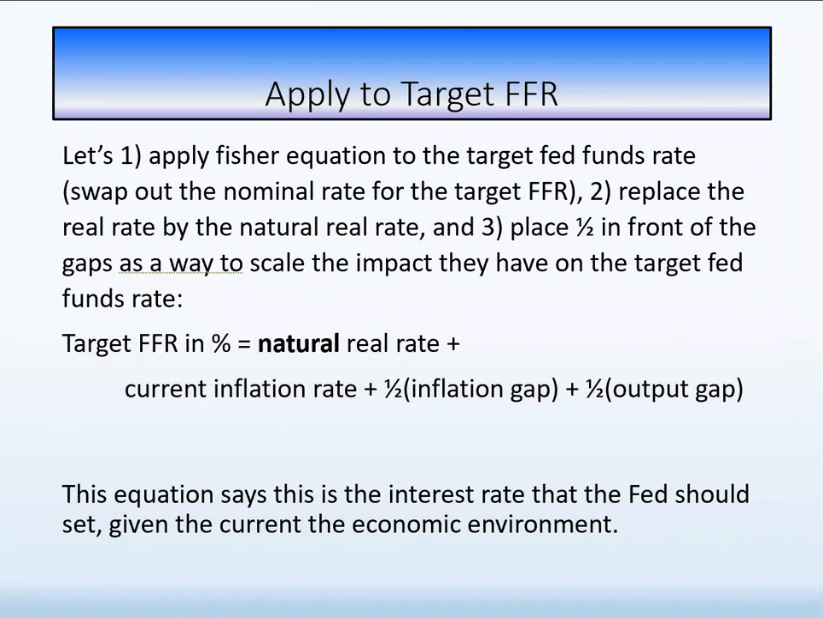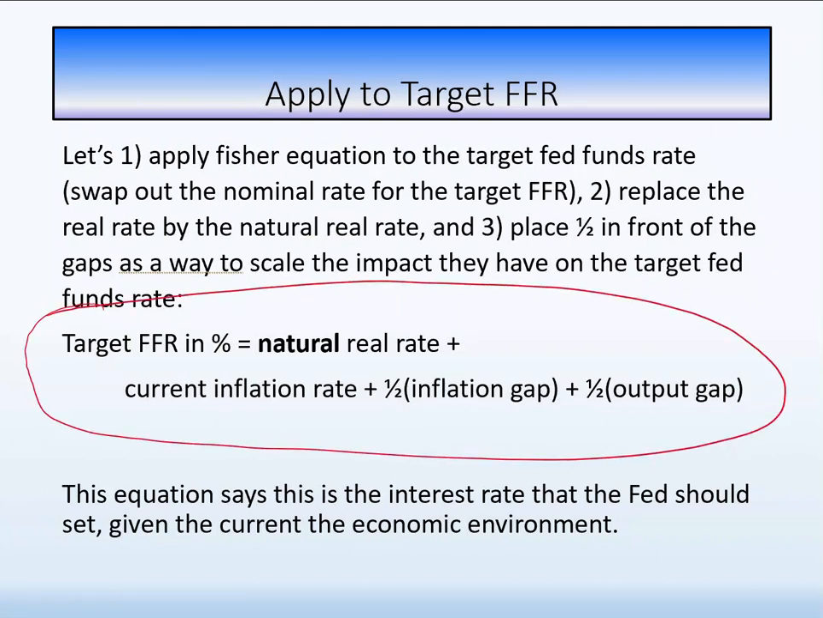So when we get done, right here is the target Fed funds rate equation. Here we have the target Fed funds rate. As I said, we swapped out the nominal rate. We now have a natural rate of interest, assuming there's no gaps, basically. So this rate assumes that there's no gaps. Get rid of this component, get rid of this component. And so if there's no gaps, because there's no business cycle, then the target Fed funds rate equals the natural real rate plus the current inflation rate.